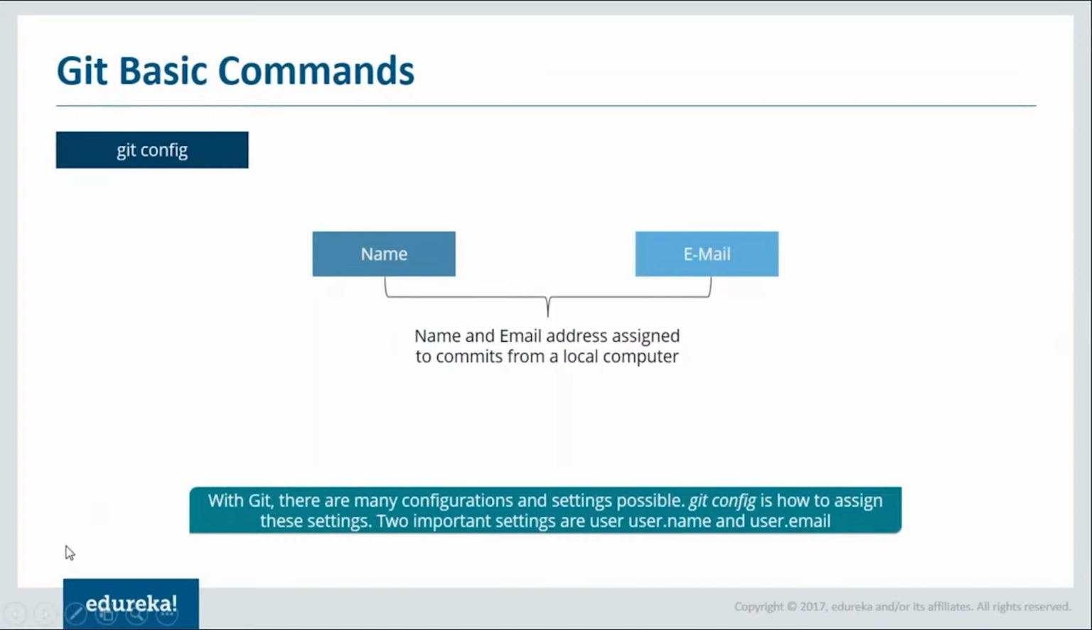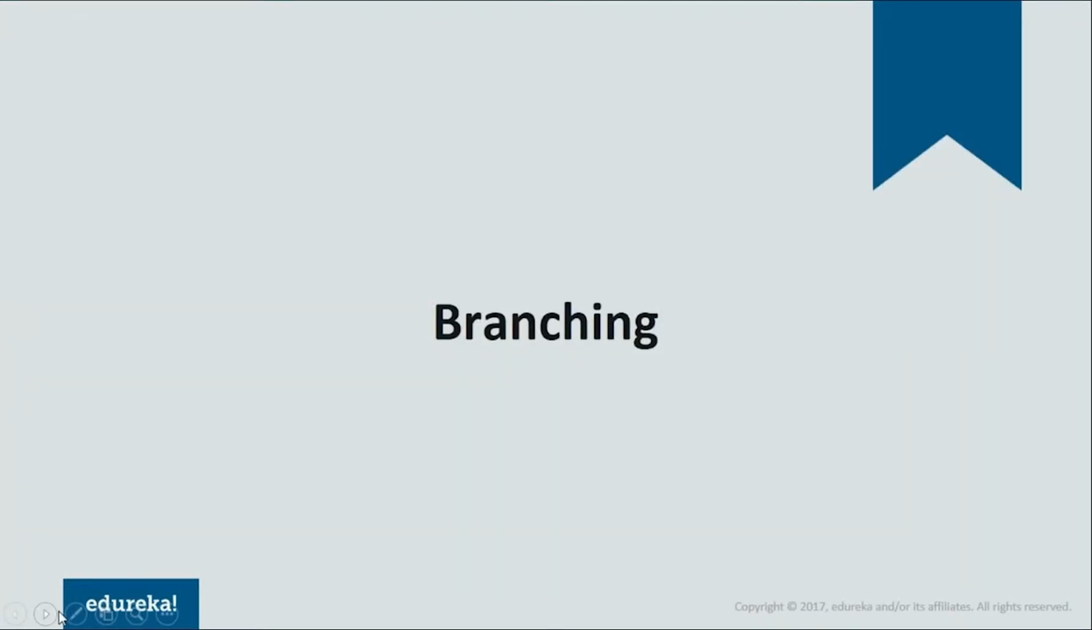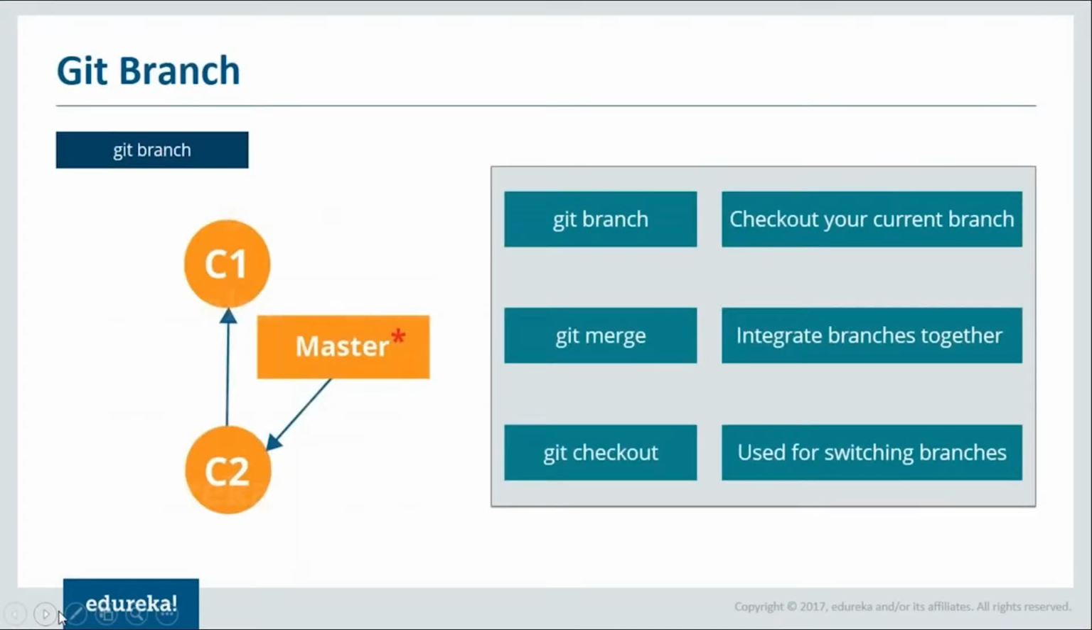Let's discuss git branching now. Before I proceed, let me tell you that there will be a separate tutorial video on git branching where we are going to discuss it in detail. Here, I'll just give you a quick introduction to branching. So the first question is, why do we need branches, right? Branches are used to create another line of development. And by default, Git has a master branch.